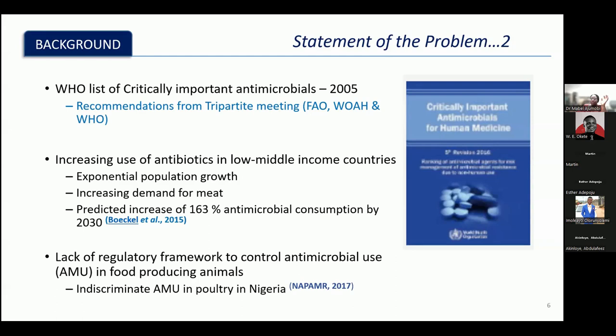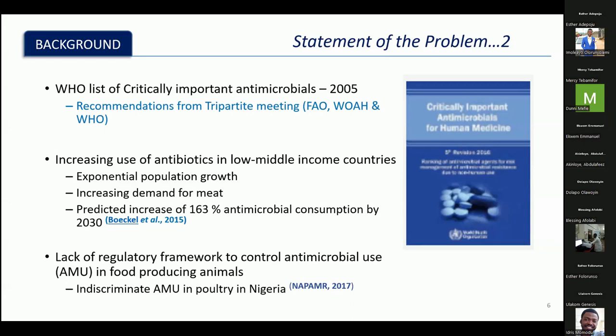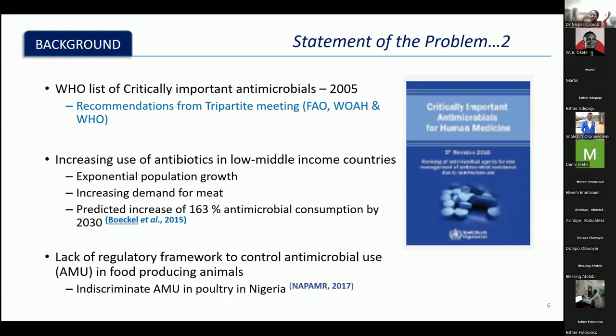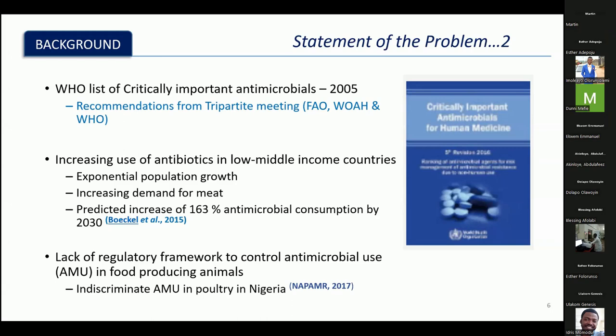So it has been projected that this problem will increase in low and middle income countries because of the high demand for meat to meet the growing population. And this will force farmers to use more antibiotics in food animal production. Many countries like Nigeria do not have strict regulation for access to antimicrobials, hence the indiscriminate use of antimicrobials in food animals, especially poultry. You'll agree with me that you can just walk into the market and ask for any antibiotics and it will be sold to you without any prescription. That's what obtains in Nigeria.